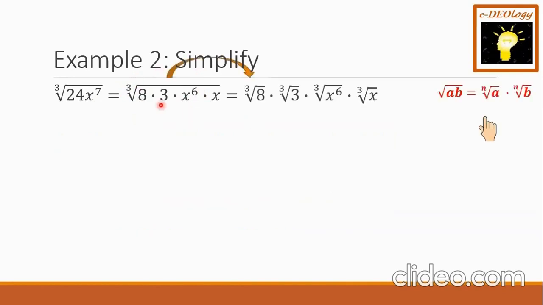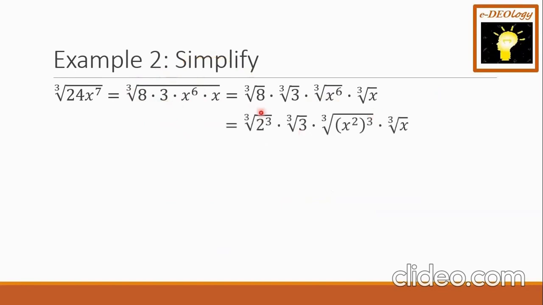Next, we're going to split the radical into each factor of our radicand. So we have now the cube root of 8 times the cube root of 3 times the cube root of x raised to 6 times the cube root of x. And then we're going to show this number 8 to be equal to 2 cubed. This one we'll just simply copy down here, and this term, the x raised to 6, we're going to show that this is x squared raised to power 3. And the cube root of x we simply copy here.